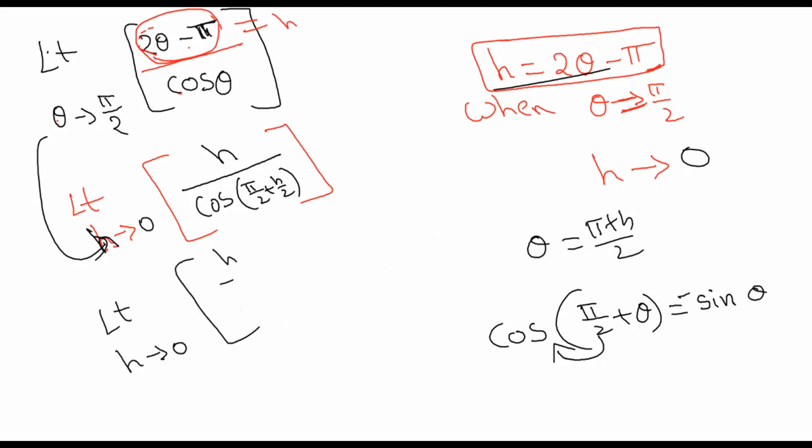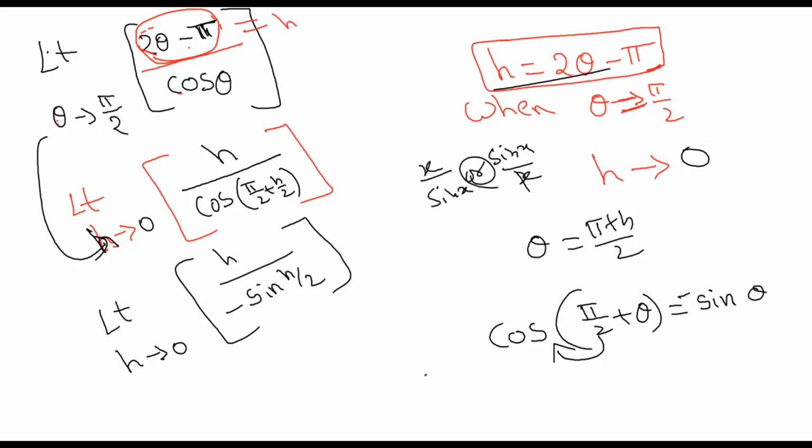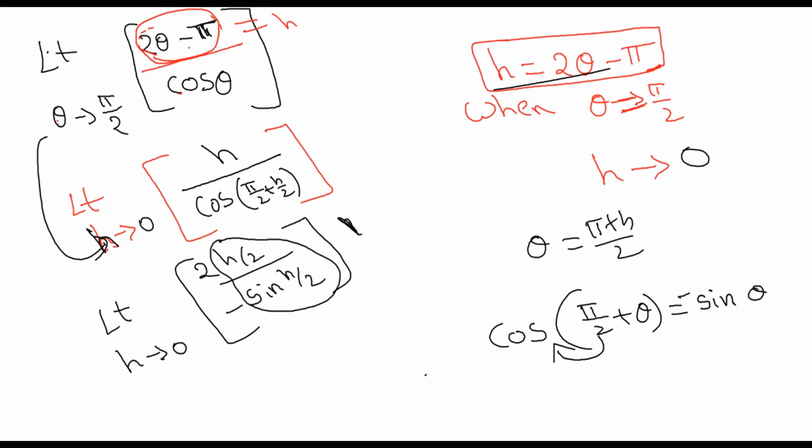Limit h tends to 0, h by minus sine h by 2. Now it is the same thing. Whether it is x by sine x or sine x by x, the value is the same, that is 1. So h by 2, so into 2 by 2, this total becomes 1. The answer is minus 2.